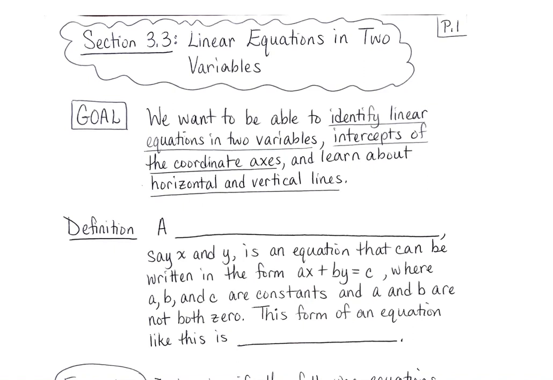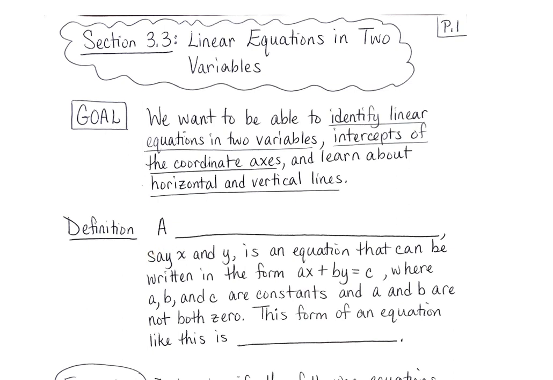Hi, so today we're going to talk about Section 3.3, which is linear equations in two variables. You will have seen some of this information before, but just to remind you of our goal for this section: we want to be able to identify linear equations in two variables, x and y, identify intercepts of the coordinate axes, and learn about horizontal and vertical lines. So let's start with a definition.